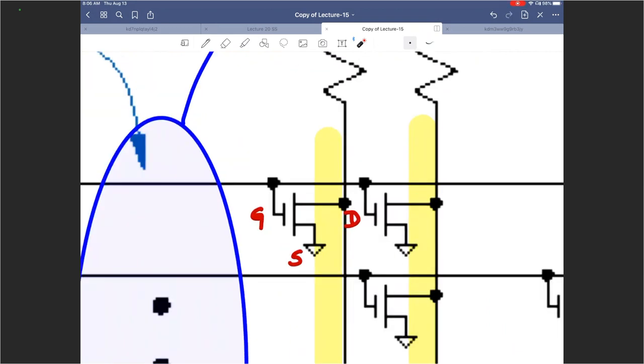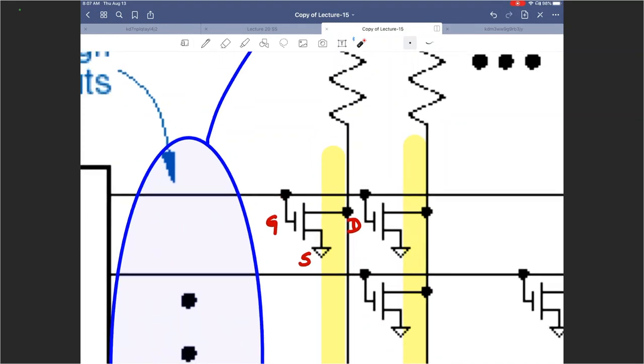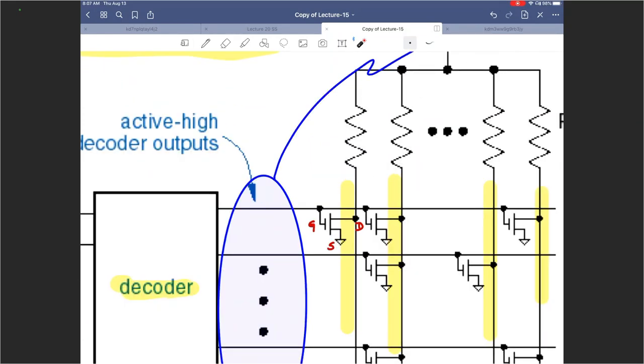No cross connection, there's no connection over there, right? The connections are highlighted with solid bold dots. So there is no connection there. The drain terminal is connected to high, the source terminal is connected to ground, hardwired, and we are only controlling the gate terminal by the word lines coming from the decoder. So only one can be active at any given time.